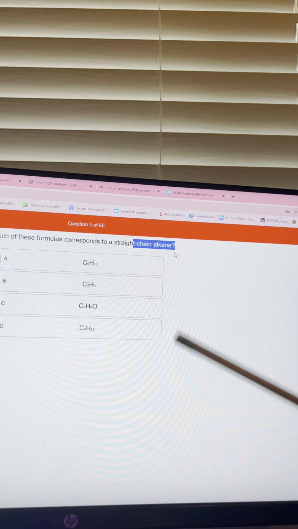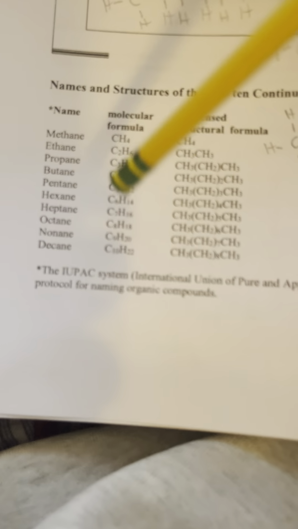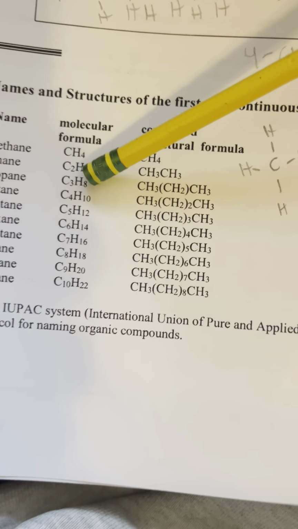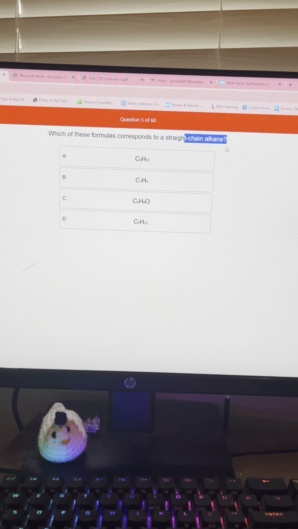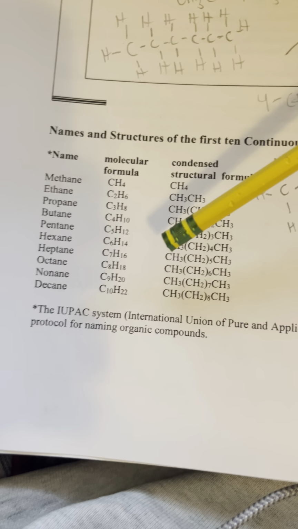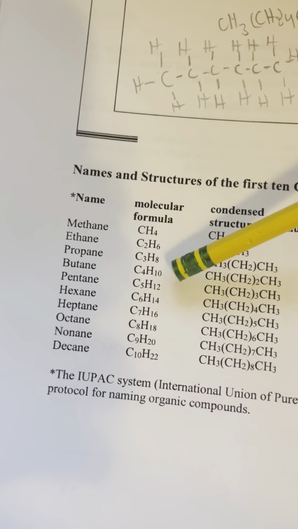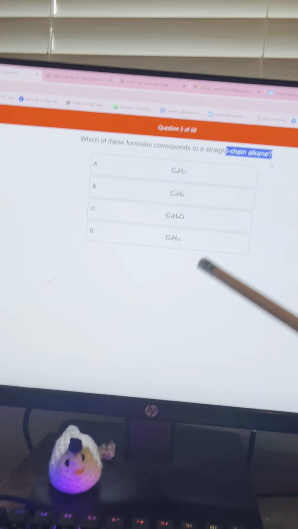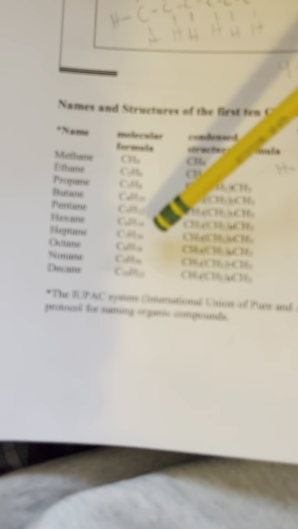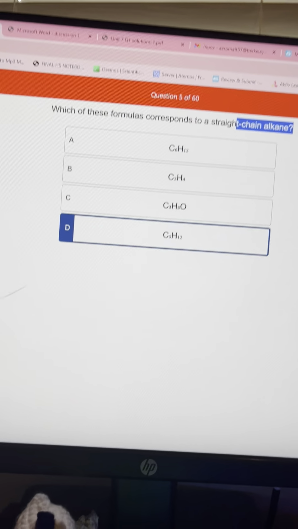So if we're looking for a type of alkane that is straight chained, we look in this graph. C2H4, that's not up there. C3H8O, there's an O, it can't be that one. C5H12, that could be one. C6H12, that's not on there. So we know C5H12 is our straight chain alkane.